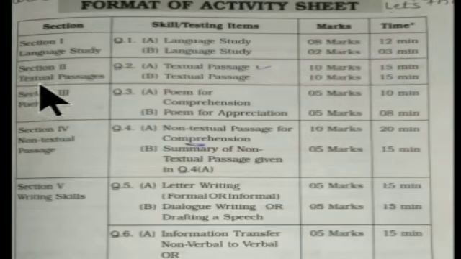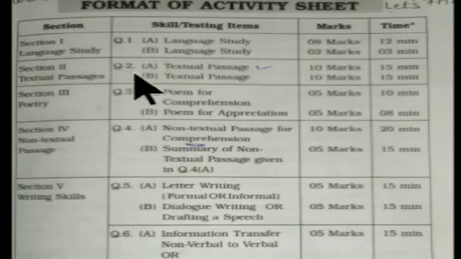Section number second, textual passages. Question number 2 is also divided into 2A and 2B. Question number 2A, textual passage, is for 10 marks. In this question, there are 5 questions, A1 to A5. Each question has 2 marks. The passage is also in your textbook. You have to write answers in 15 minutes.